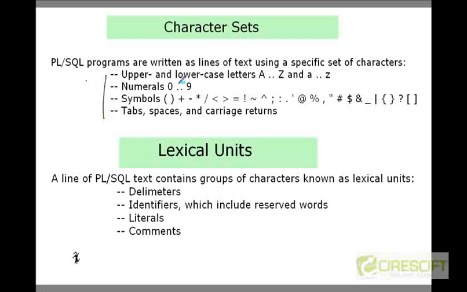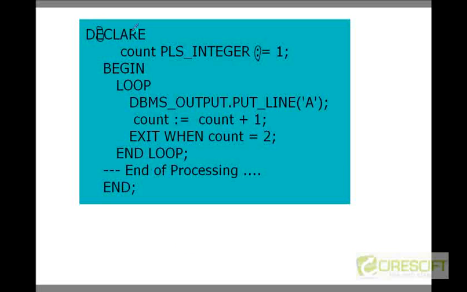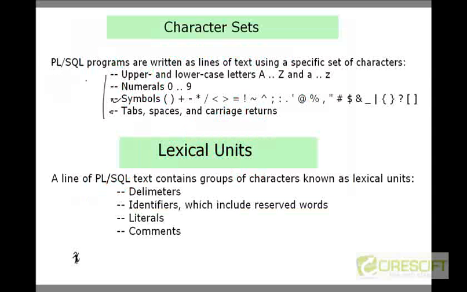It can be a lowercase letter from A to G, numerals from 0 to 9, special symbols, tabs, and all this. And this bunch of characters together is called a lexical unit. So this is called a lexical unit. These lexical units are of 4 different types.